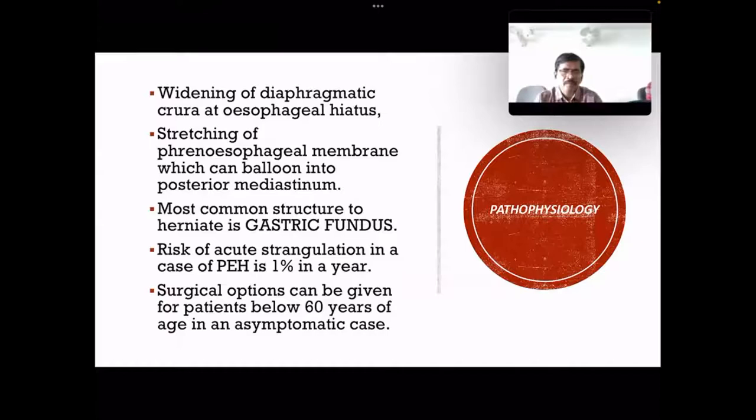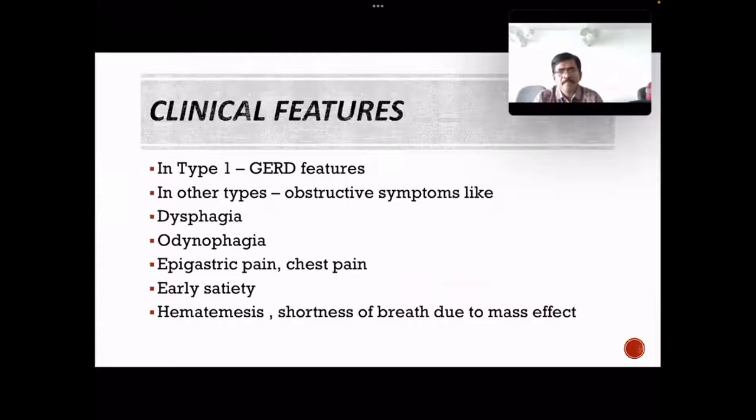The clinical features: in type 1, as I said, there is no separate protrusion, so it is just the gastroesophageal junction ascending. Most features of type 1 will be GERD and reflux gastritis kind of features. But in other types, we can see obstructive symptoms like dysphagia, odynophagia, epigastric pain, and chest pain. Chest pain occurs because the most common site of herniation is retrocardiac. It can also cause an ECG wave strain pattern. The patient can have early satiety, hematemesis, and shortness of breath due to the mass effect.